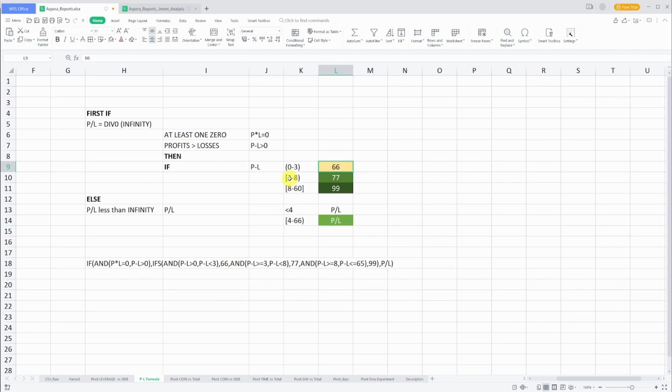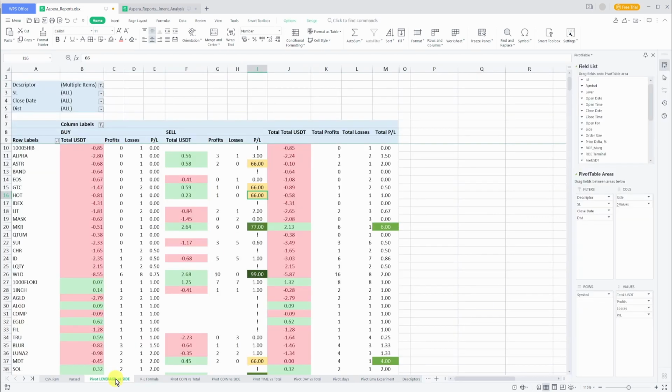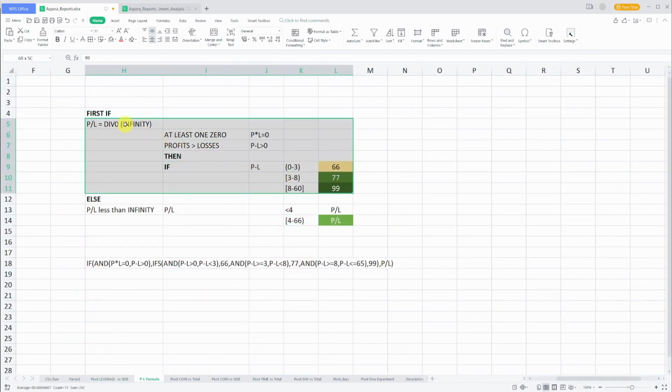Now, if we have from 3 to 8 non-inclusive profits versus 0 losses, then I put a 77. That means it's pretty good. Now, if we are beyond 8, from 8 to 60, and 60 here is just a random big number, then we put a code of 99, which means, wow, this is super great, and I would really love to trade that pair, such as right here. Okay, here we have dealt with infinities.